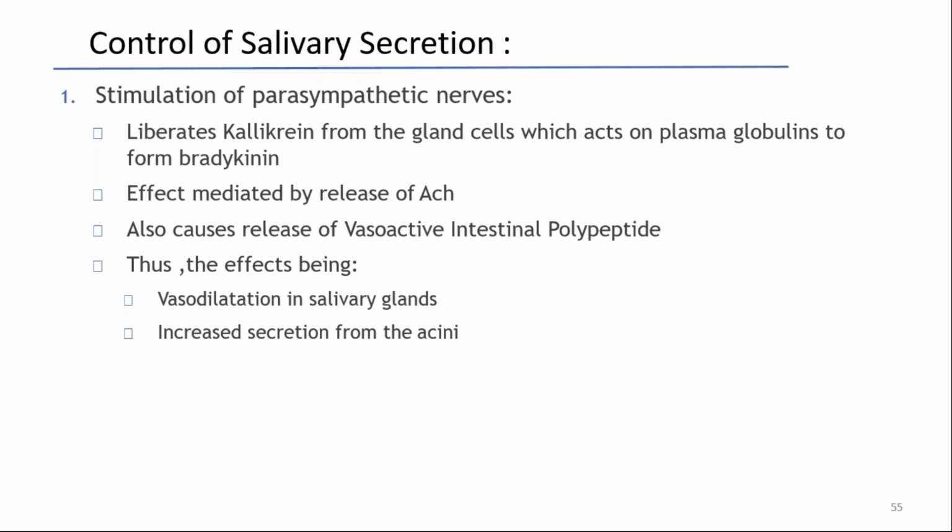Through the stimulation of the parasympathetic nerves, which liberates the calcinin, this is mediated by the release of acetylcholine, and they also release the vasoactive intestinal peptide. After all these effects, what's happening is the vasodilation of the salivary glands. So this increases the secretion from the salivary glands.